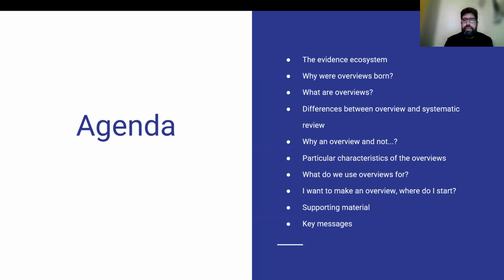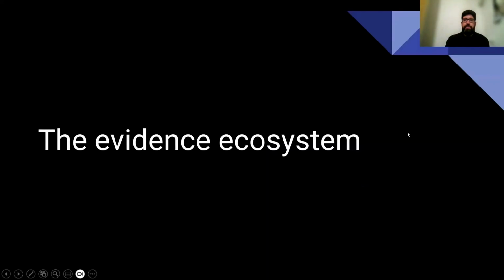Today, we're going to see these general topics. First, talk a little about the evidence ecosystem, about why overviews actually exist, what are overviews, some differences between systematic reviews and overviews, and particular characteristics of overviews, what do we use overviews for, where do I start with making an overview, and I will give you some general supporting material.